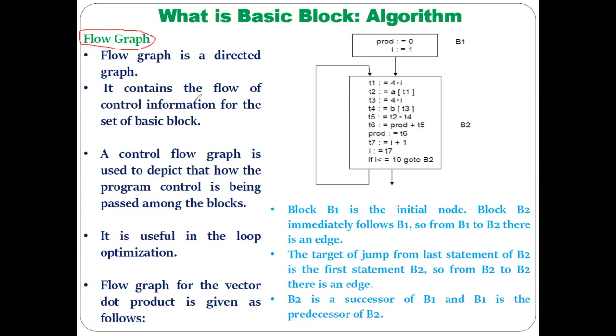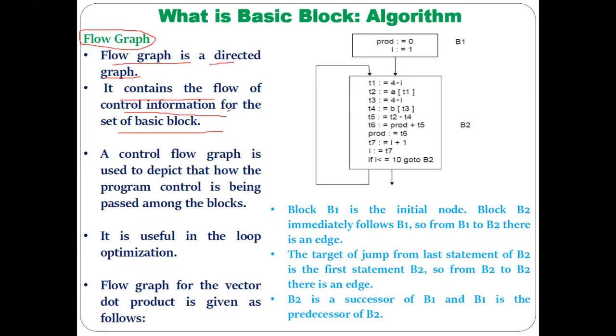Okay. Now what is the flow graph? Now you just read here, flow graph is a directed graph. It means in that graph we are making use of arrows to show some kind of direction. So that is the reason flow graph is called the directed graph. It contains the flow of control information for the set of basic blocks.